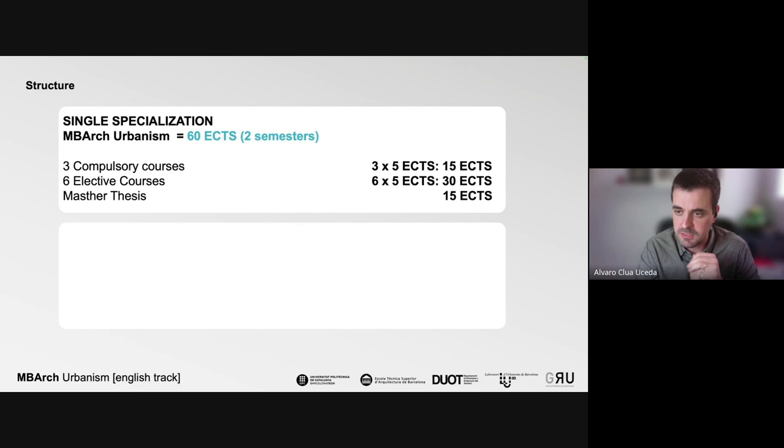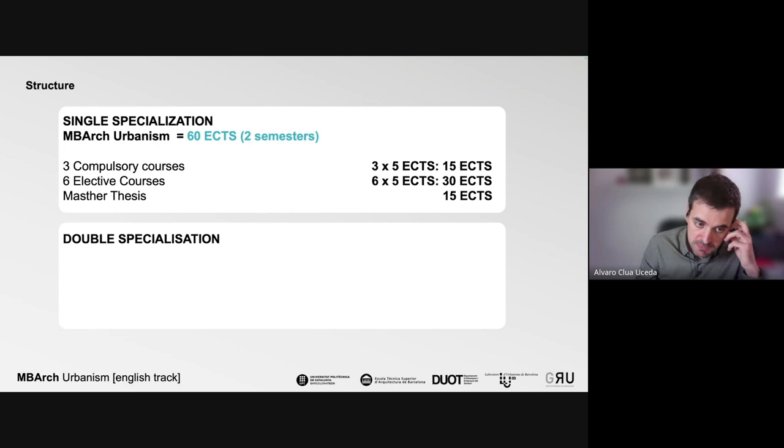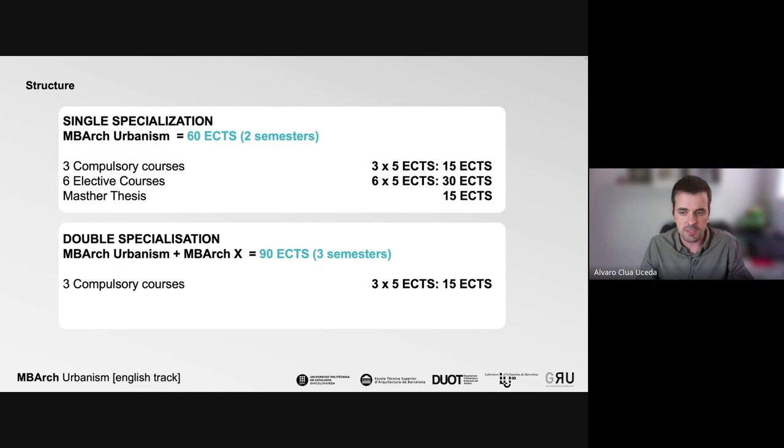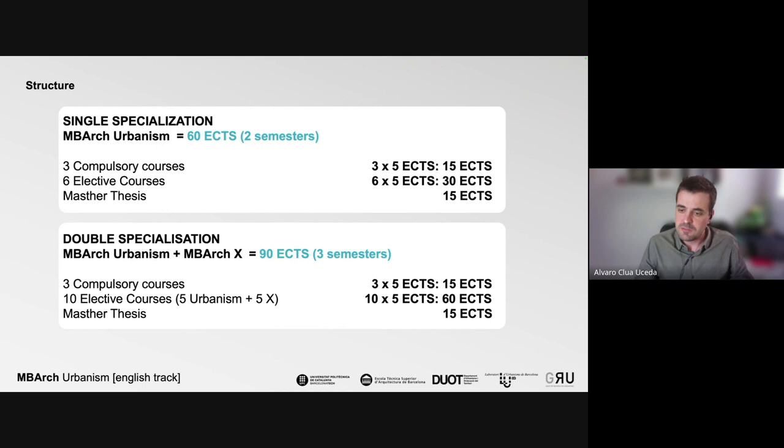Then there is another option, which is double specialization, which means that you can choose two different tracks in the master MBArch. So for example, you can choose any other track in Spanish or contemporary project and urbanism. What we encourage is the students to choose, for example, master in urbanism and another. So that means that you are going to have 90 credits in three semesters, not in two. Then you have the same three compulsory courses, but you have 10 elective courses. And the master's thesis, you only do one master's thesis.